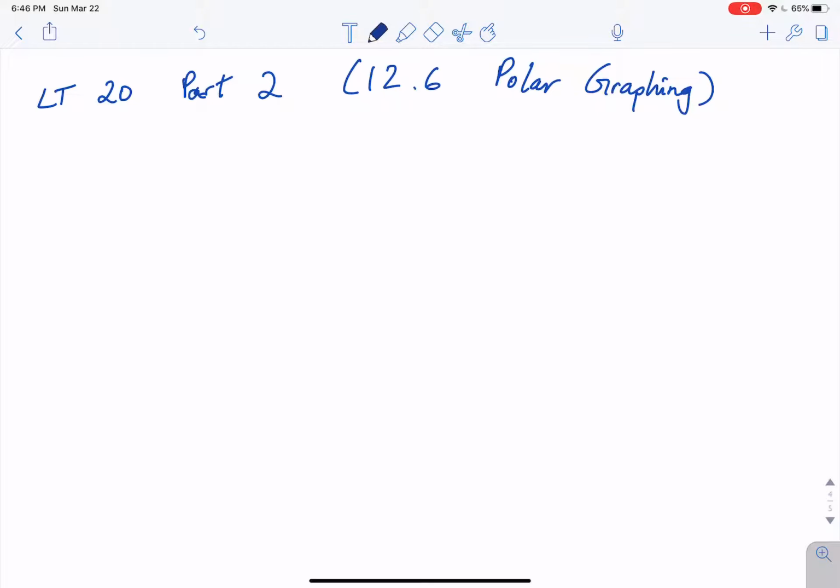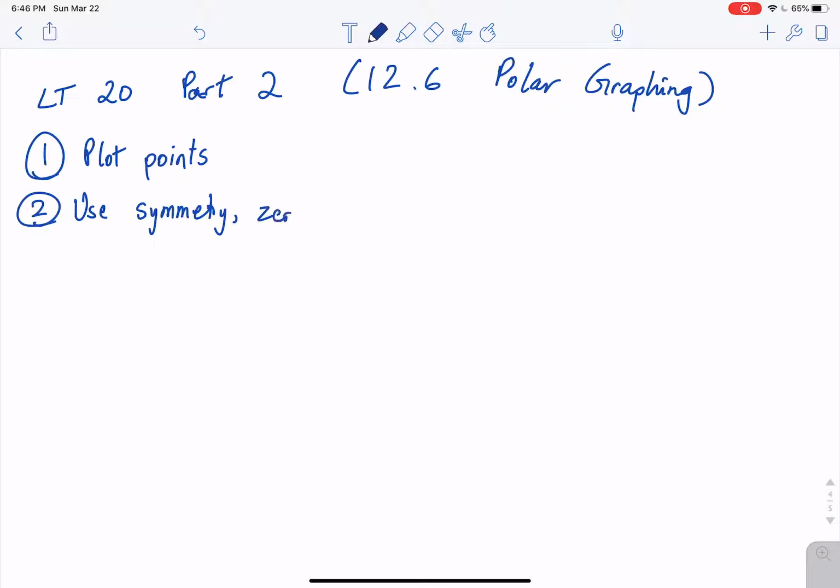First, the first way of graphing is we're going to plot points. That's always our fallback, right? Anytime we want to graph and we don't know what the graph looks like, we plot points. And then we're going to use features of the graph like symmetry. We're going to use zeros and something called the maximum value of r to sketch the graph. And then we can also use some special polar graph shapes.